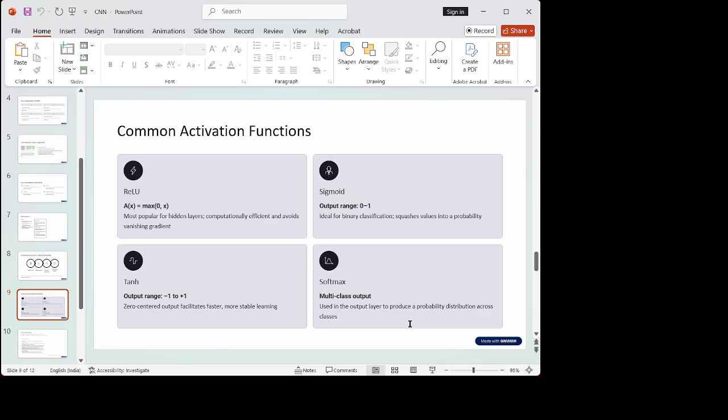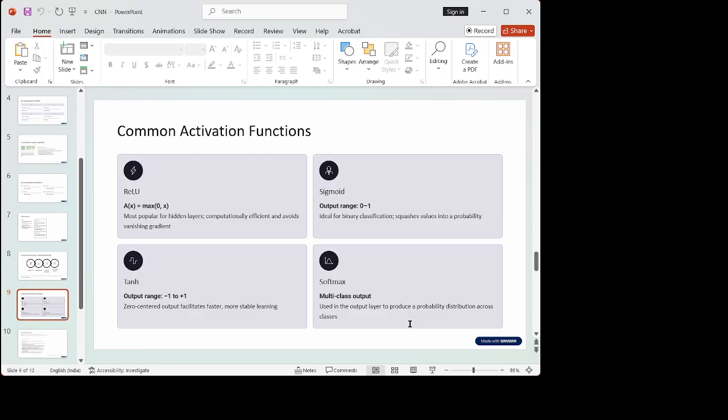Common activation functions are ReLU, sigmoid, softmax, and tanh. First, ReLU, which gives us ReLU of x is equal to maximum of 0 comma x. It is the most popular in hidden layers, computationally efficient and avoids vanishing gradients. This ReLU is widely used in hidden layers because it is computationally efficient and helps with the vanishing gradient problem.